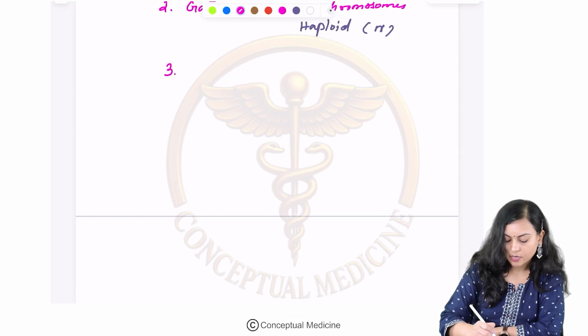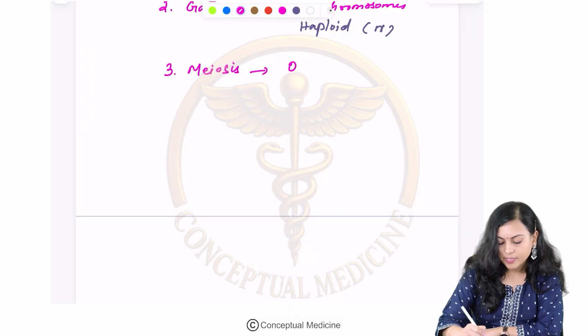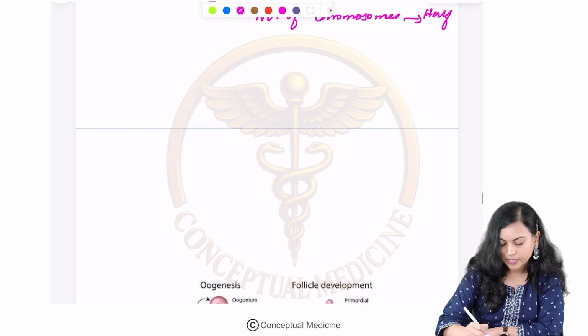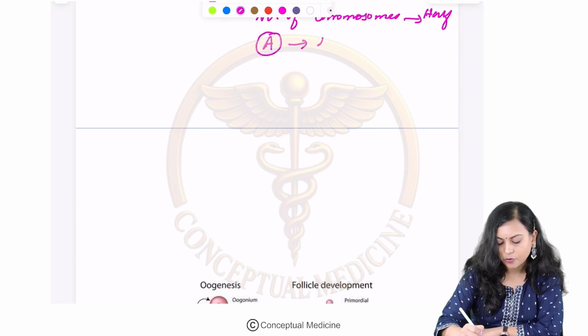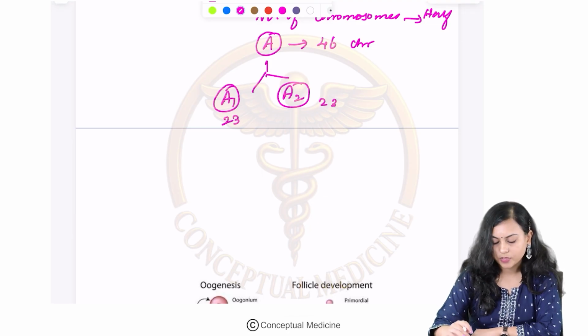Next, there are two types of process that each cell undergoes. First one is meiosis, where one cell divides into two cells and the number of chromosomes is reduced to half. For example, cell A has 46 chromosomes. When it goes through meiosis, it forms cell A1 and cell A2, which will have 23 chromosomes each.